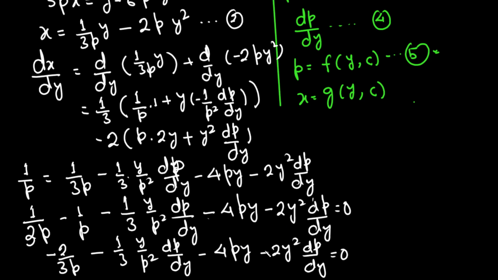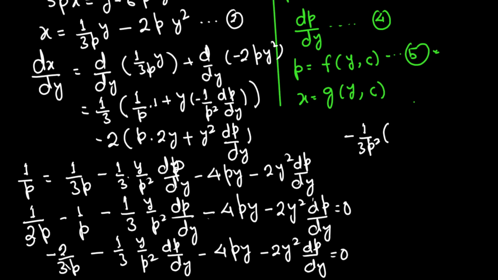In the last two terms, if we take minus 2y common, the inside of the bracket will be 2p plus y dp by dy. And we need a similar common factor in the first two terms. So in the first two terms, suppose we take out minus 1 over 3p square as common.